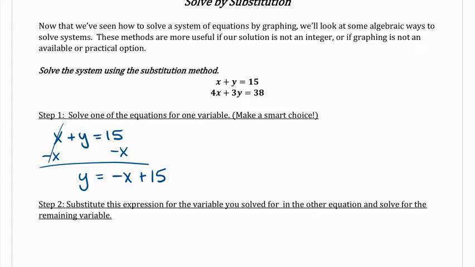Okay, so that's step one. Done. I have one equation solved for one variable, right? It says y equals.